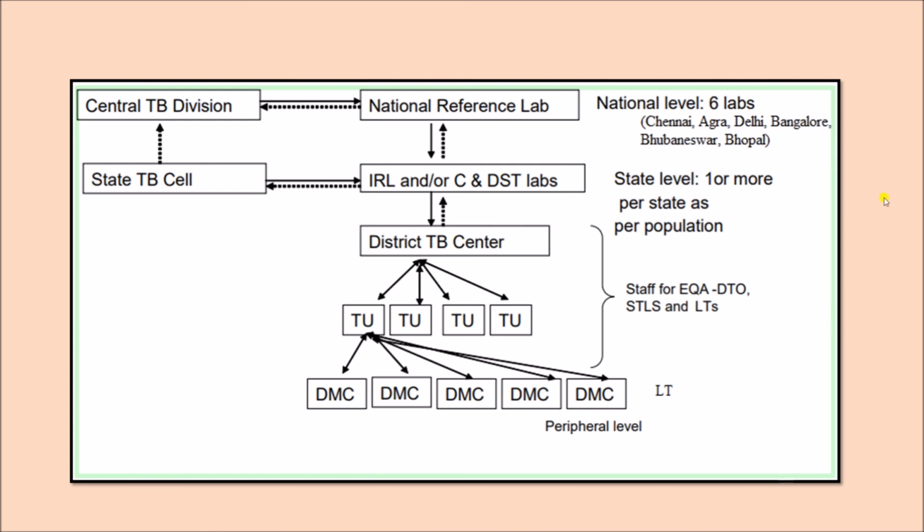So this is kind of important. We often ask this to our students. So at the most peripheral level there are designated microscopy centers which are controlled by the tuberculosis unit, which are again being controlled by district tuberculosis center. Then at the state level we have IRL, and then at the national level we have the NRL.